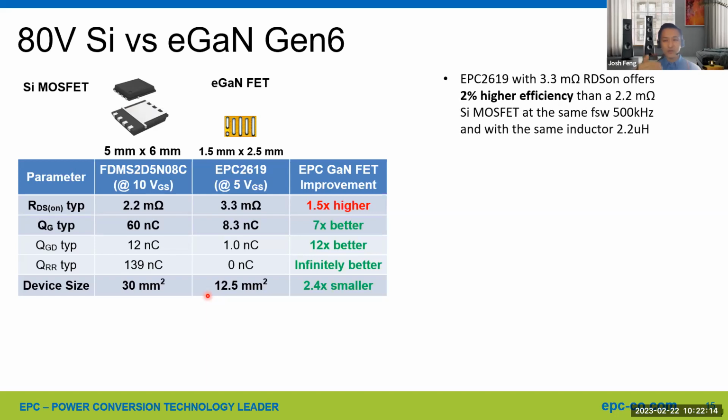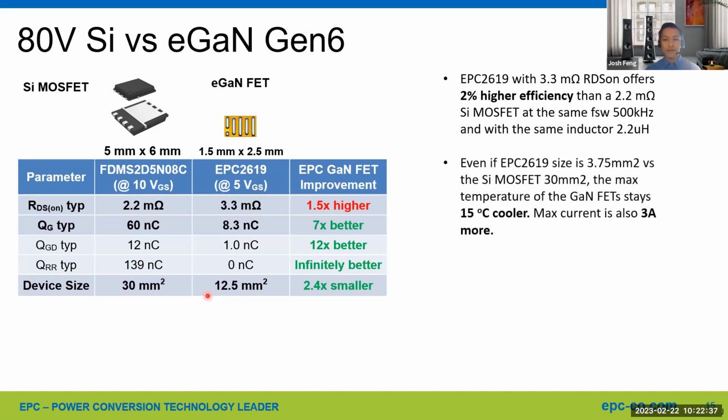2619, I will show more of a performance bench test later. As a quick takeaway, even though the RDS(on) is higher than another 80 volt MOSFET device, it provides as high as 2% higher efficiency with the same switching frequency at 500 kilohertz. And this is with the same inductor, 2.2 microhenry. Even though the size is smaller, it actually stays cooler, 15 degrees cooler than an 80 volt silicon device.